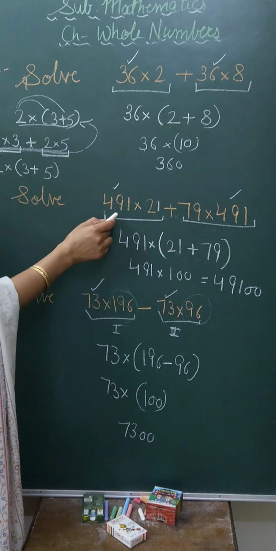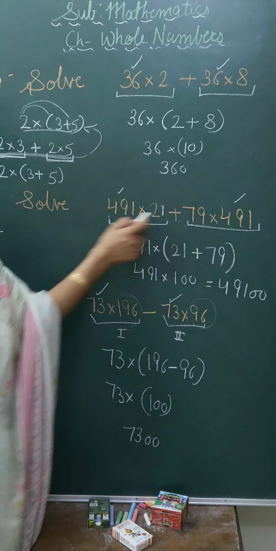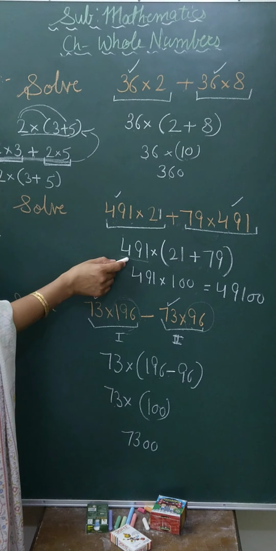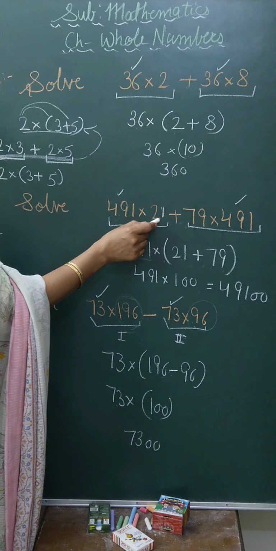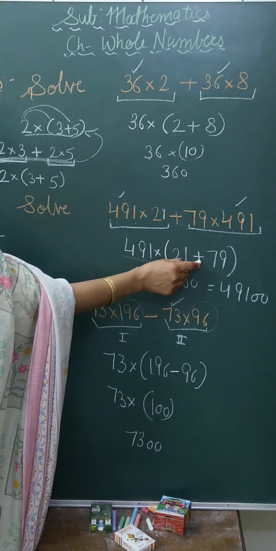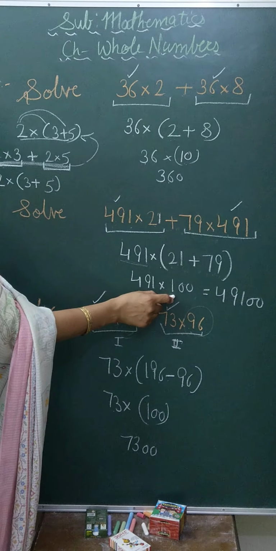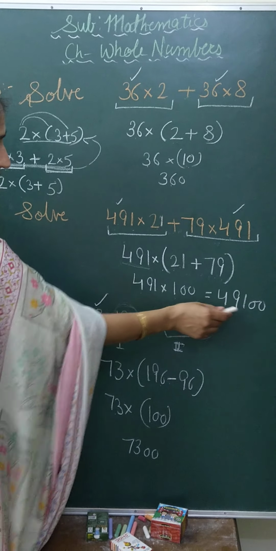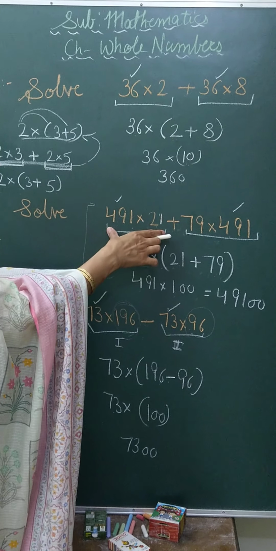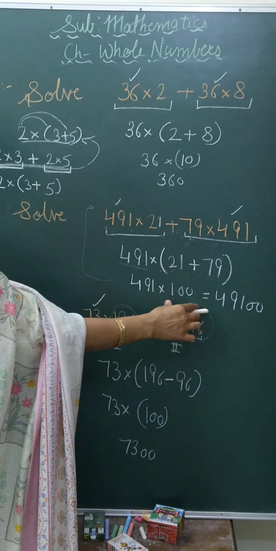Here also the guessed number was 491, as it is in both the pairs. So I will take 491 out and then put a gate and write down the leftover numbers 21 and 79 with the in-between sign plus. Add these numbers, 100, and multiply with the outside number, you get 49100. So in such a way you can make your calculation easy. You don't need to multiply this then multiply this, that will be so difficult.